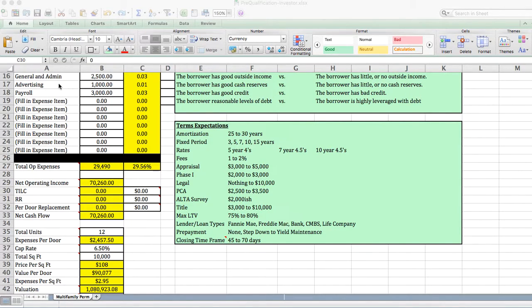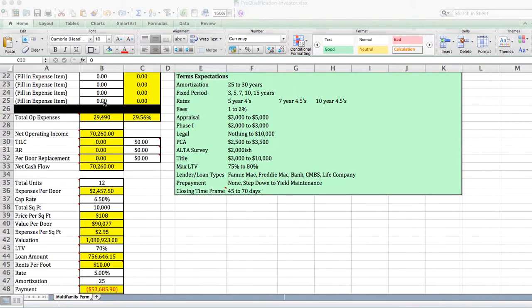Websites and such, so make sure that you understand that. Payroll, is there somebody that's actually on staff? Could be perhaps a maintenance man who is doing something along those lines. And then we just leave these expense items in here for you to fill in. If there's any additional expenses on their profit and loss statement, make sure to fill it in and put in the annualized number.